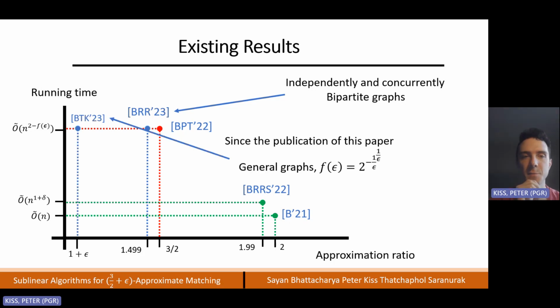And since the publication of this paper, we have actually published a result which gets all the way down to 1+ε in the adjacency matrix access model, not for list access. However, the epsilon term in the 2 minus epsilon is actually way, way smaller.